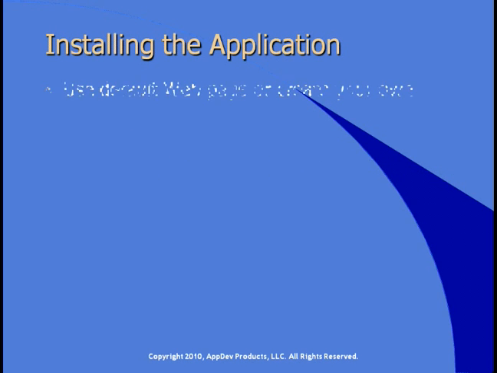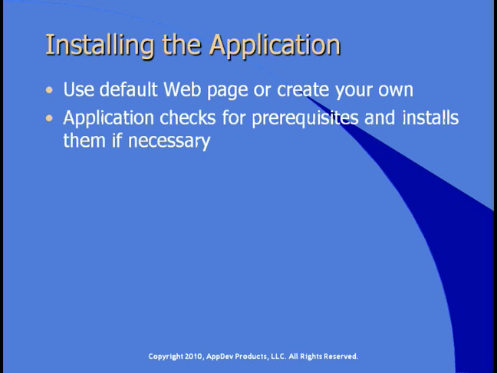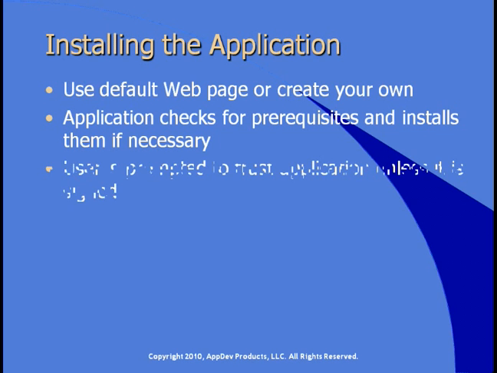Now, if you've published to a website, then Visual Studio will create a default web page for you. You can, of course, create your own web page to use. And then regardless of where you're installing it from, the application will check for prerequisites and install them if necessary. And unless you've signed the application, the user will get the trust prompt. Basically, the operating system warning the user, I don't know where this application came from, do you? Because if you do and you want to install it, that's fine. But I'm just letting you know, I don't trust it.